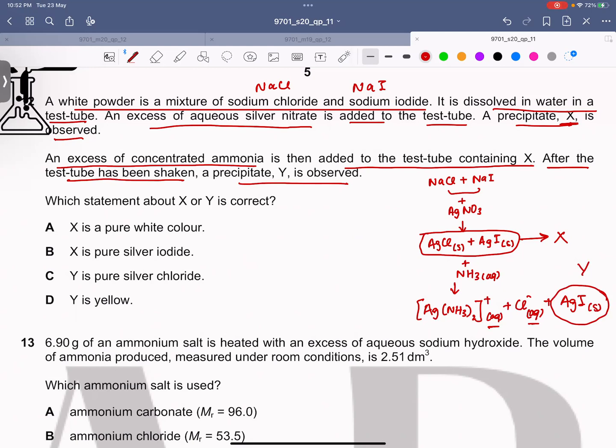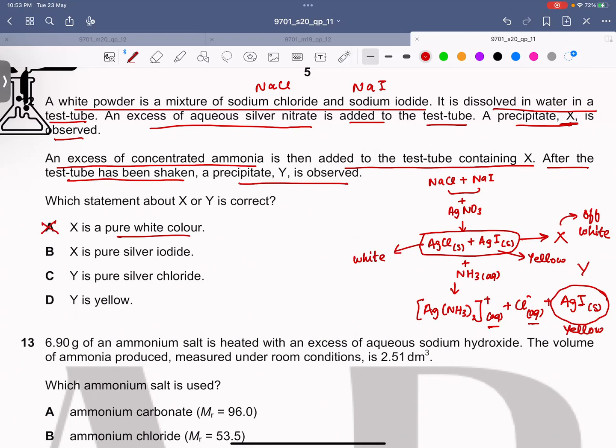And if you recall, the color of silver chloride is white and the color of silver iodide is yellow. So the color of X would be cream or off-white, right? And for Y, we are getting only the yellow color. So is X a pure white color? No, it cannot be, because X is a mixture of two compounds. One compound is white in color and the other one is yellow in color. So it must not be pure white.